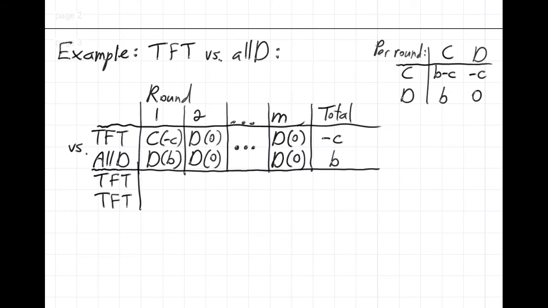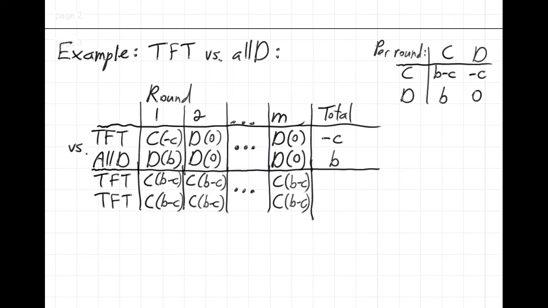In that case, they would cooperate in the first round, which means they would get B minus C each, and they would keep doing that in every round because they would just look back at the previous round and see that the other player cooperated in the last round, so they'll cooperate in this round. So if we want to add it up, it's just M rounds of getting B minus C in each round. So they will get M times (B minus C). And that's the same for either one of them.